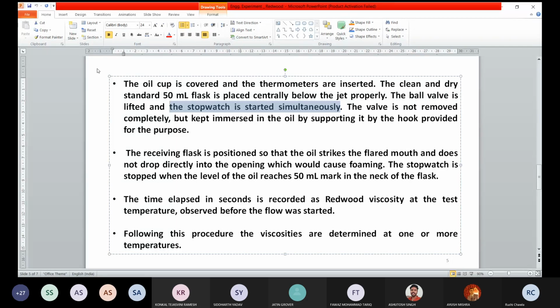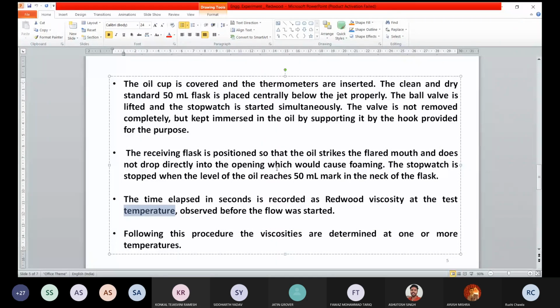The stopwatch is stopped when the level of the oil reaches the 50 ml mark in the neck of the flask. As soon as it reaches the 50 ml mark, you will stop the stopwatch and note down the time. The time elapsed in seconds is recorded as Redwood viscosity at the test temperature observed before the flow was started. So when you started the flow, at that point of time, the temperature is recorded. And after that, you check the time elapsed for the 50 ml to get collected in the flask placed below the orifice. Following the same procedure, the viscosities are determined at one or more temperatures.